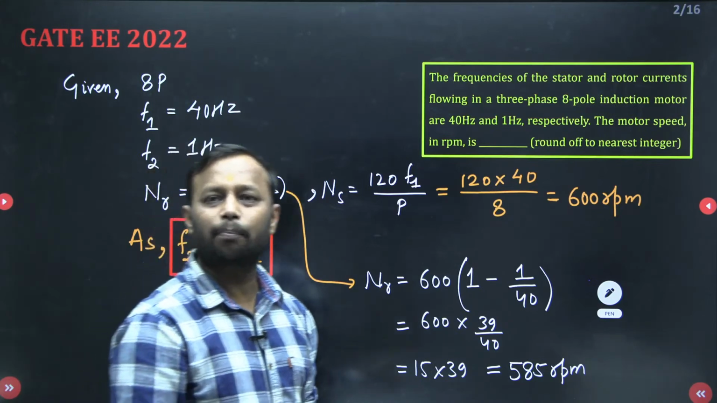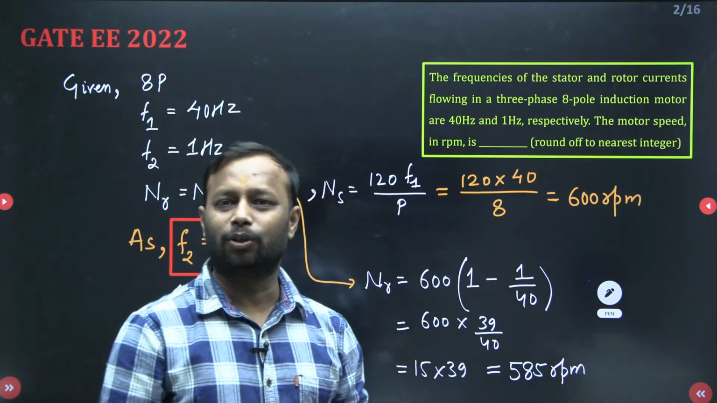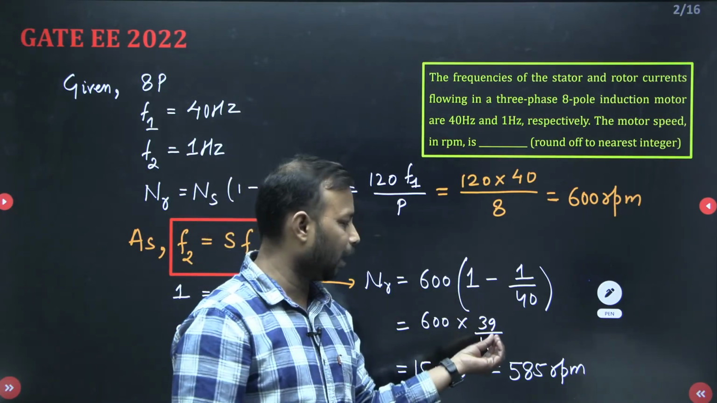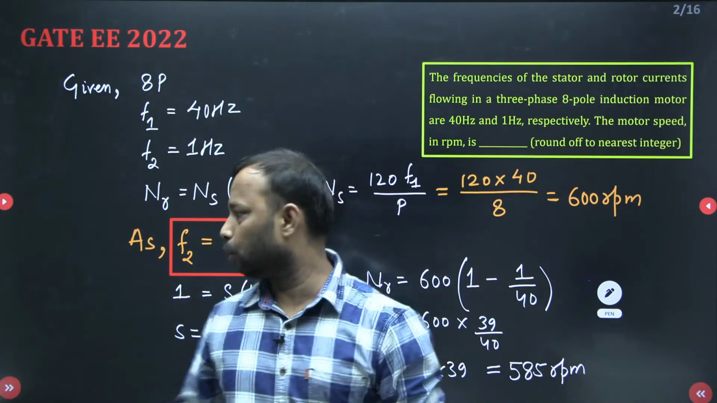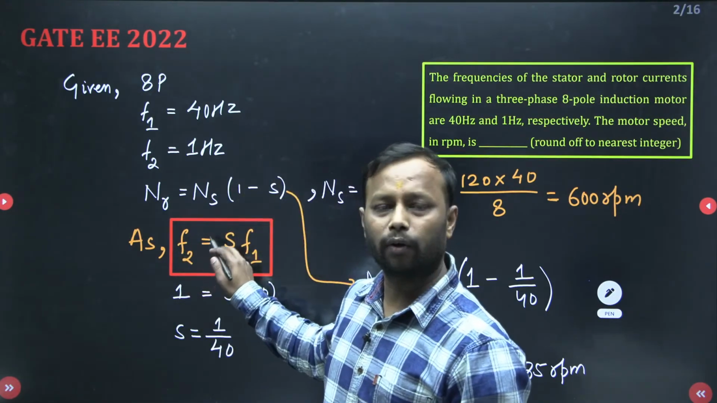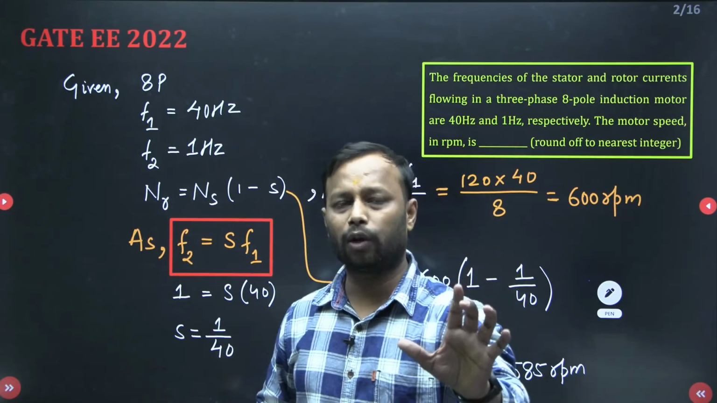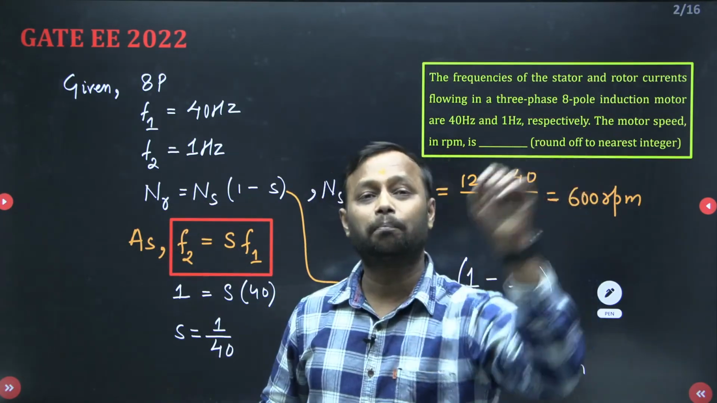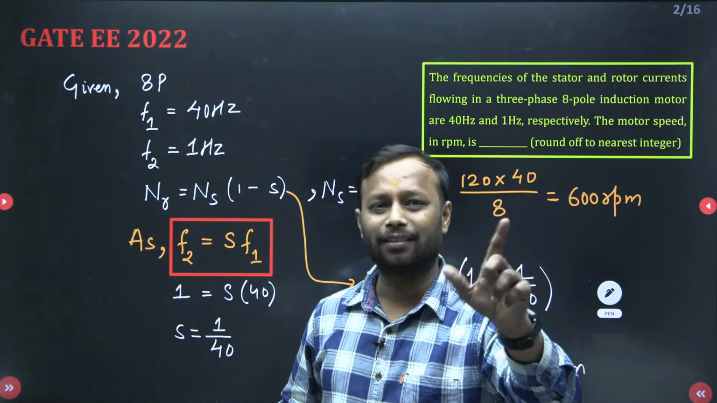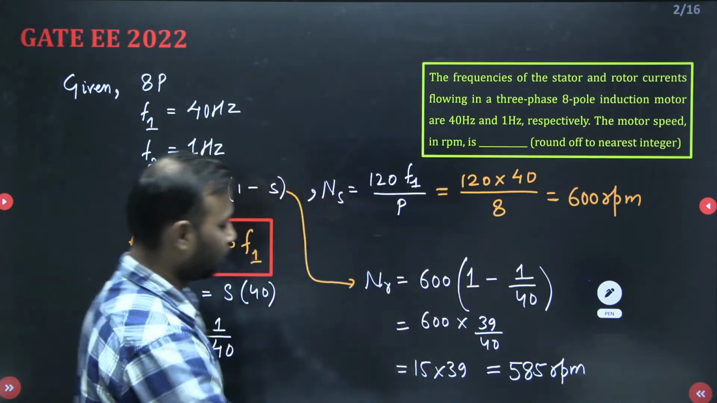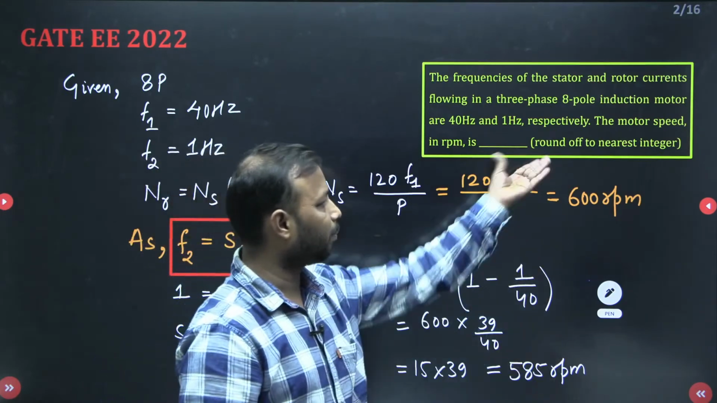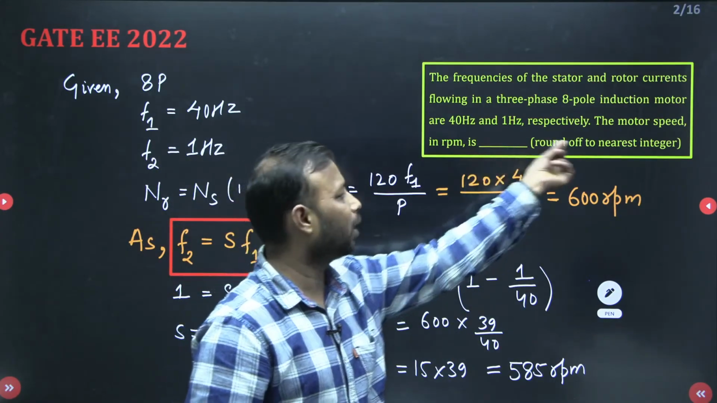Yes, excellent, Prakhar. Excellent. So yeah, 600 into 39 by 40. If you know this relation, F2 equals S into F1, and this relation for NR, you can easily solve this particular question in your mind without picking up the pen and scribble pad in the GATE exam. So the correct answer is 585 RPM. So here we need to feed the value as 585.